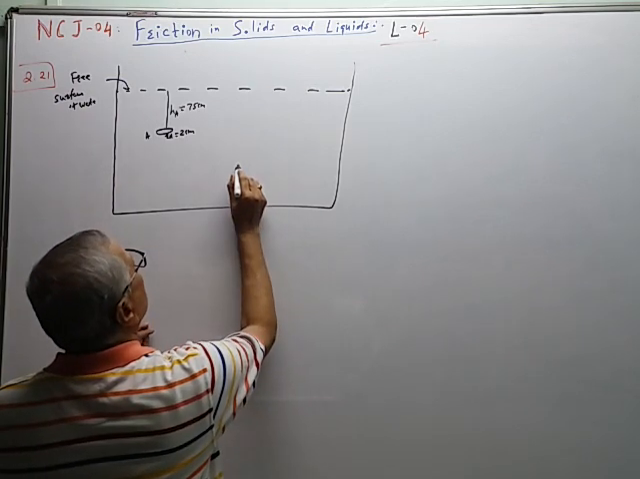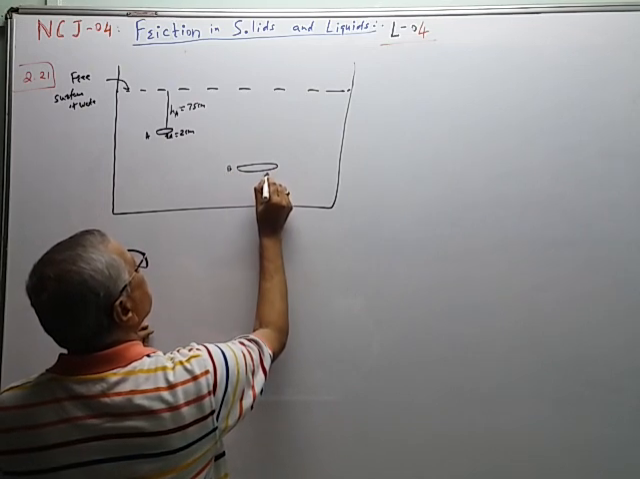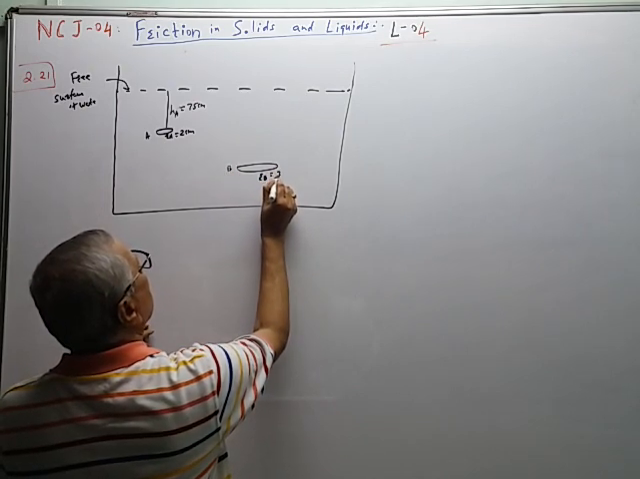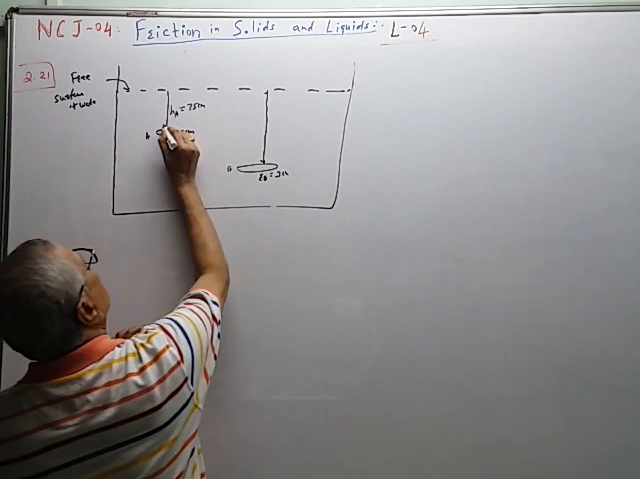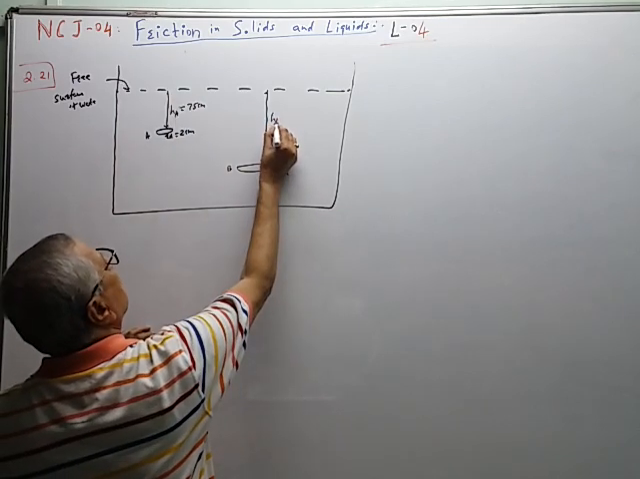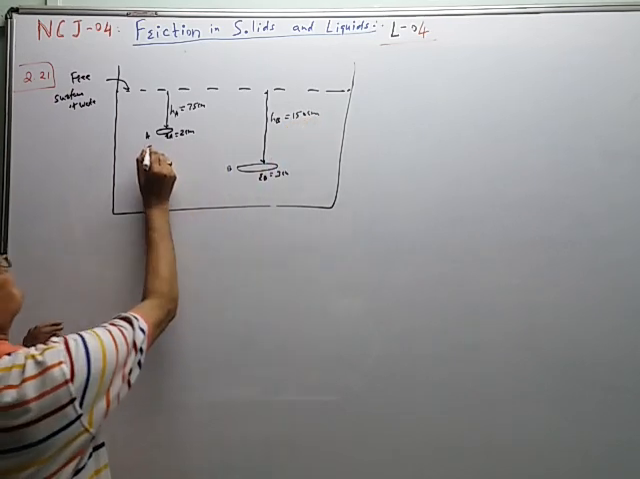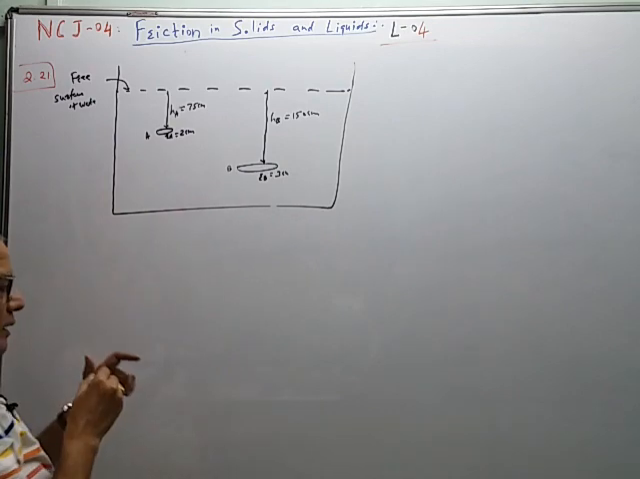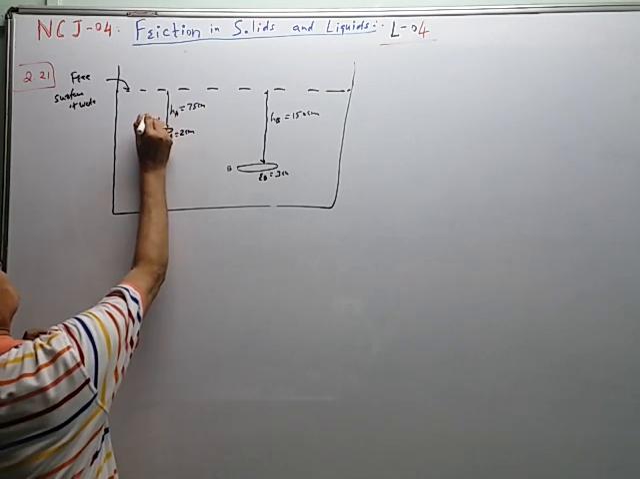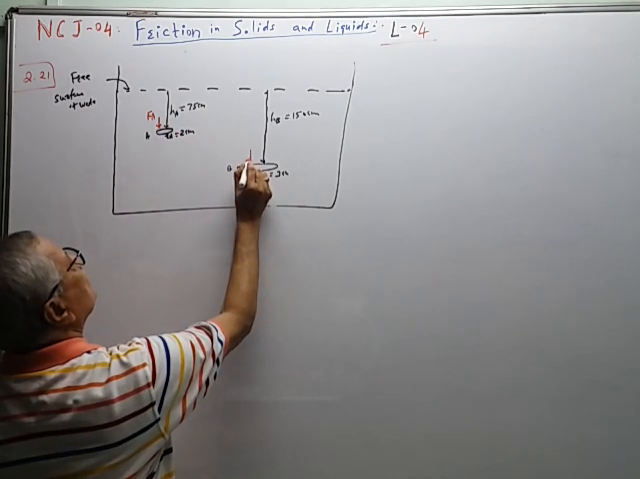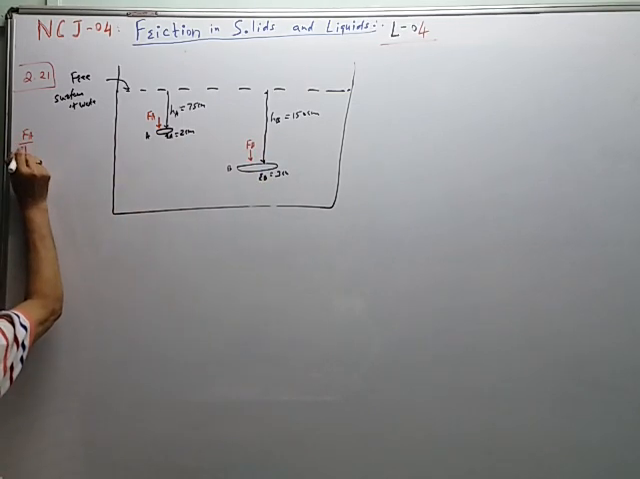The second coin B is kept here. RB is equal to 3 cm and HB is equal to 150 cm. So the forces are FA and FB. The force exerted by the water column is FA, and the force exerted by the water column is FB. So FA upon FB is equal to question mark. This is our problem.